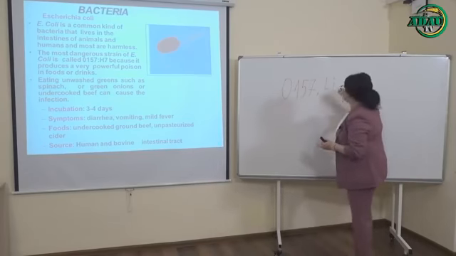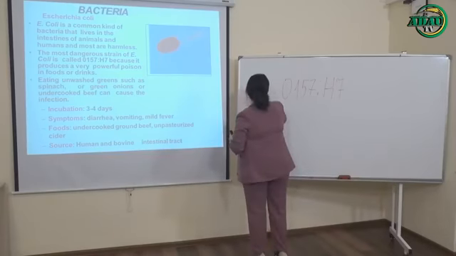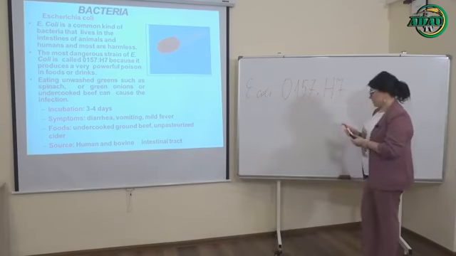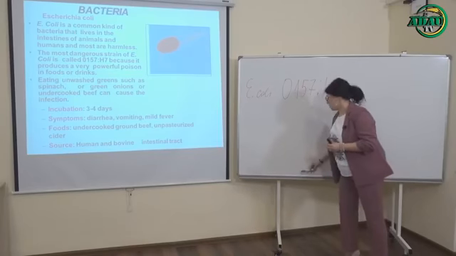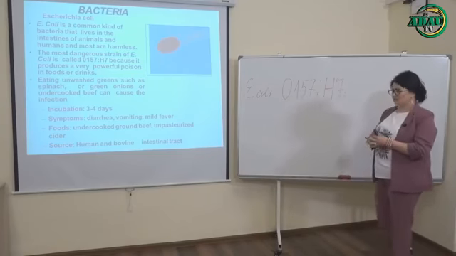O157H7. You can add even here Escherichia coli, but it's not so important because when you are writing O157H7, it means that this is the most dangerous strain of Escherichia coli.